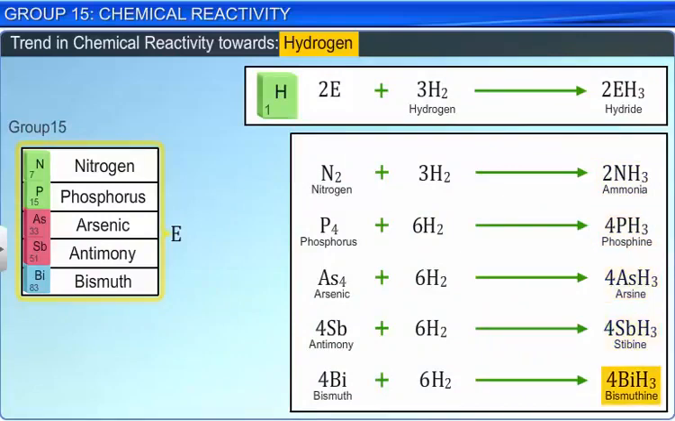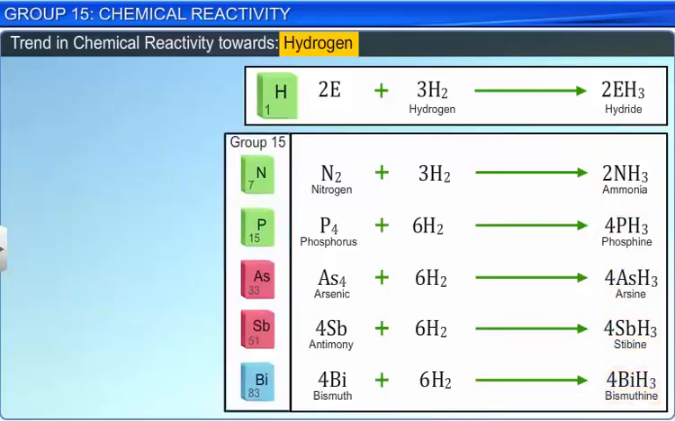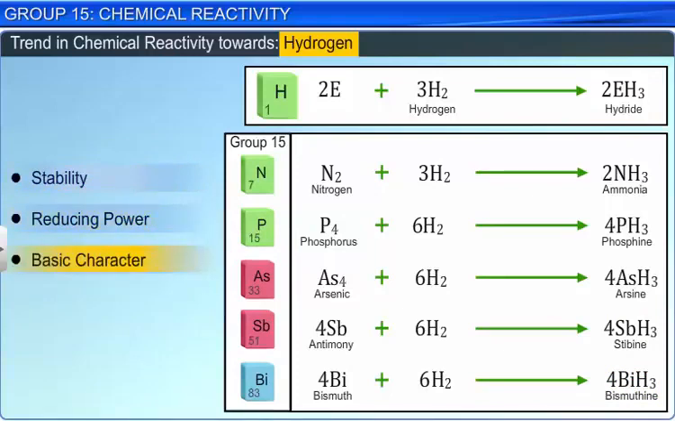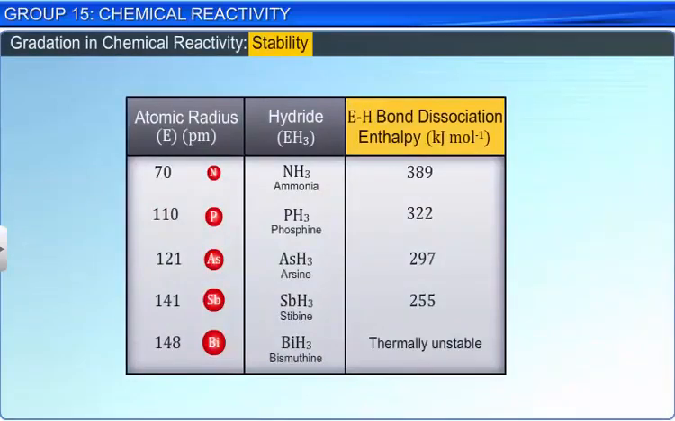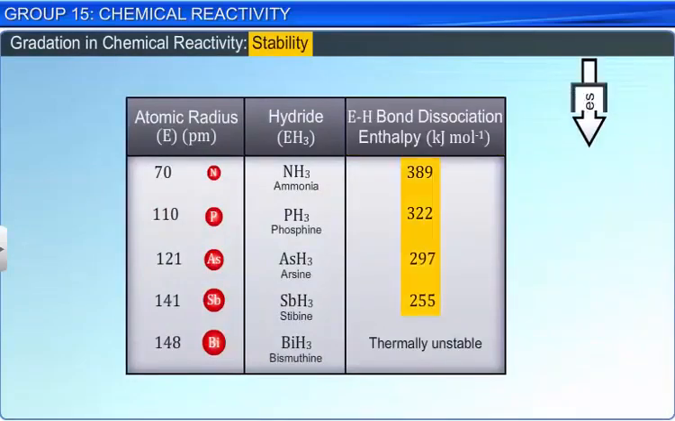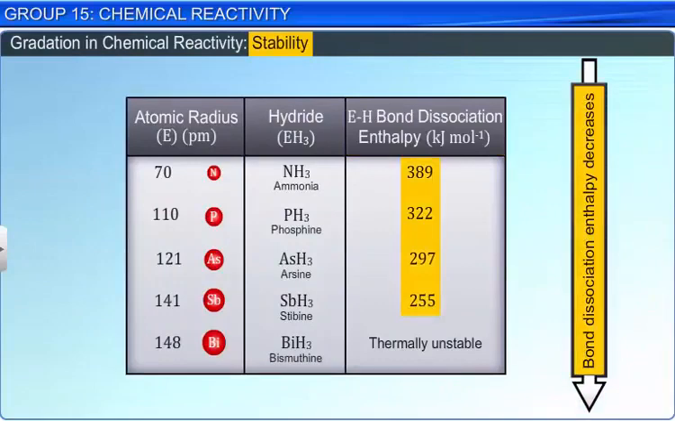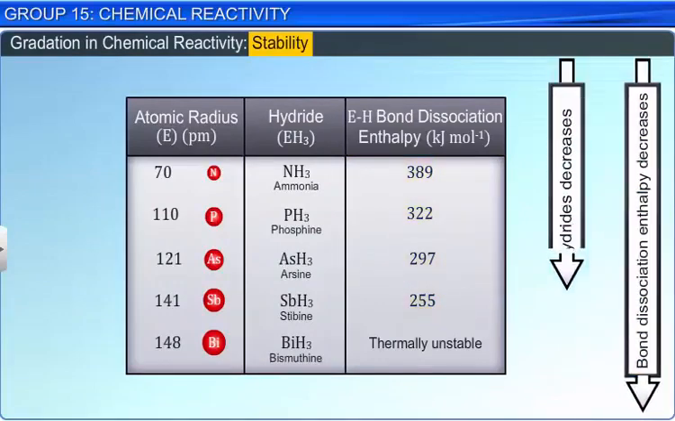Let us now study the gradation in chemical reactivity of these hydrides with respect to stability, reducing power, basic character and boiling and melting points. The table here shows that the bond dissociation enthalpy of hydrides decreases on descending the group, which further indicates that the stability of hydrides decreases from ammonia to bismuthine.